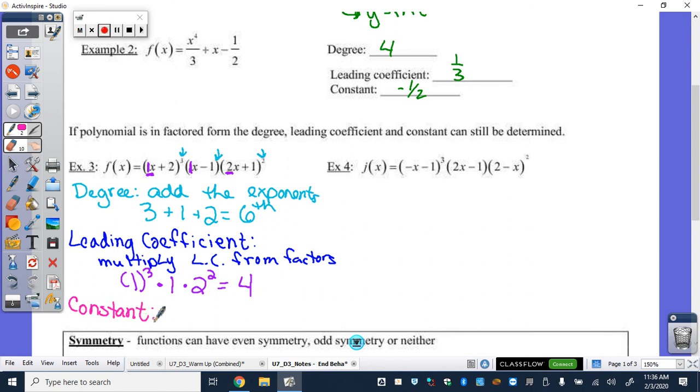And then our last one, our constant, same process as with our leading coefficients, only you're going to use the constant terms at the end. So from the first parenthesis, that would be 2, and then it's going to be cubed times the negative 1 from the second parenthesis, and times the positive 1 from the last, squared. So our constant term ends up being negative 8, because 2 cubed is 8, times the negative 1 makes it negative 8, and then 1 squared is positive 1, so it doesn't change it.